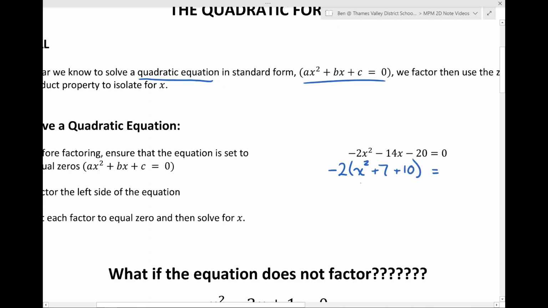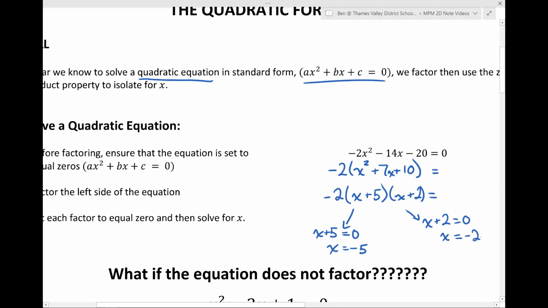And then we can factor as a simple trinomial what's inside these brackets here, leaving us with -2 times x plus 5 times x plus 2. And from here, we set each of the factors equal to 0. So x plus 5 equals 0. We isolate for the x. That means x equals -5. And again, with the other factor, x plus 2, we set that equal to 0. We isolate for the x. We find that x equals -2.